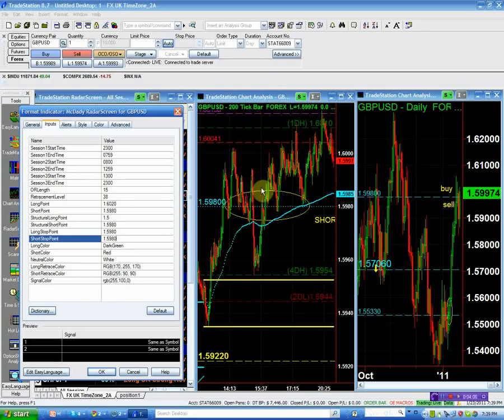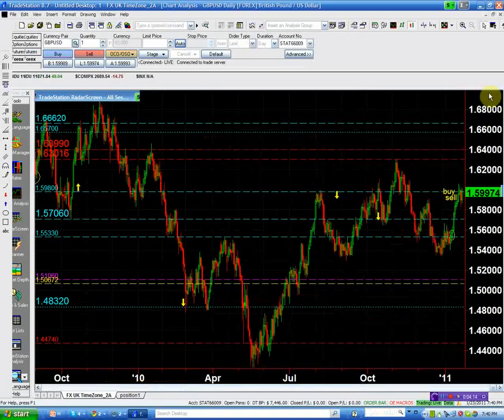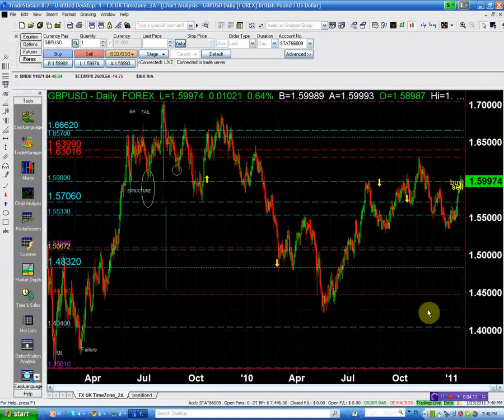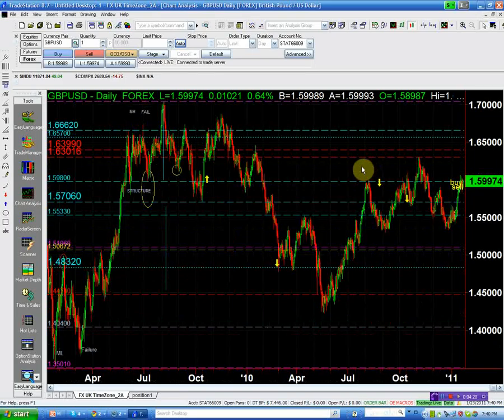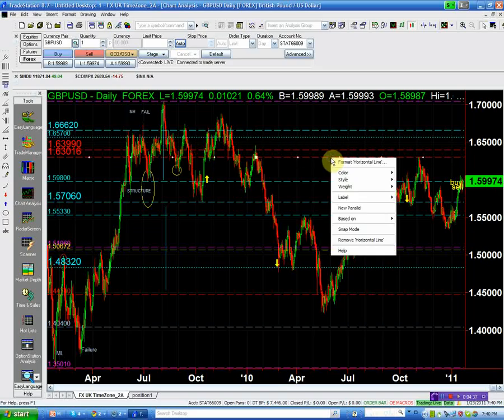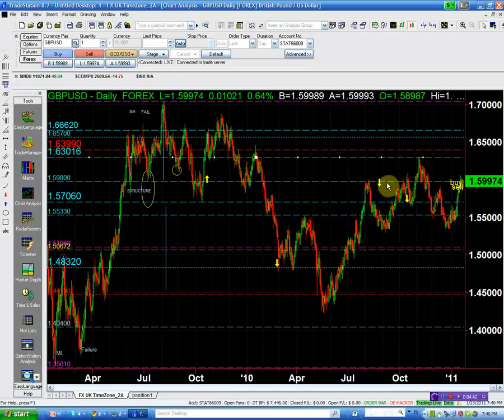My structure long now, I have to find a point for the structure long. I have to look at the chart. Again, the closest structure is the 165.70, but we can use the 163 as a reference point for the time being. So we're going to use the 163.16.